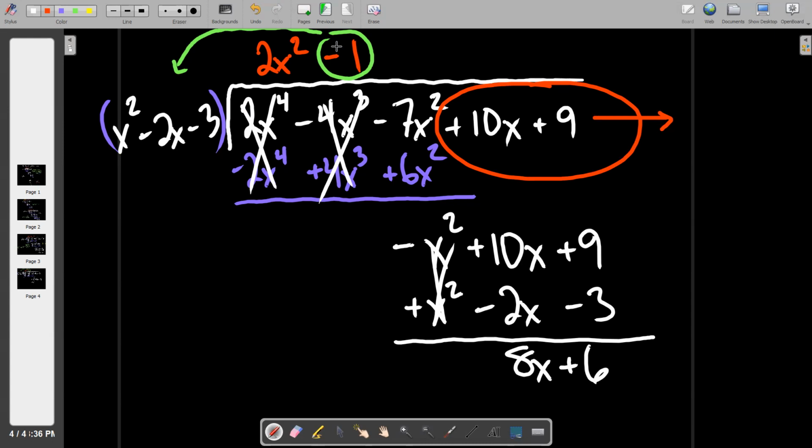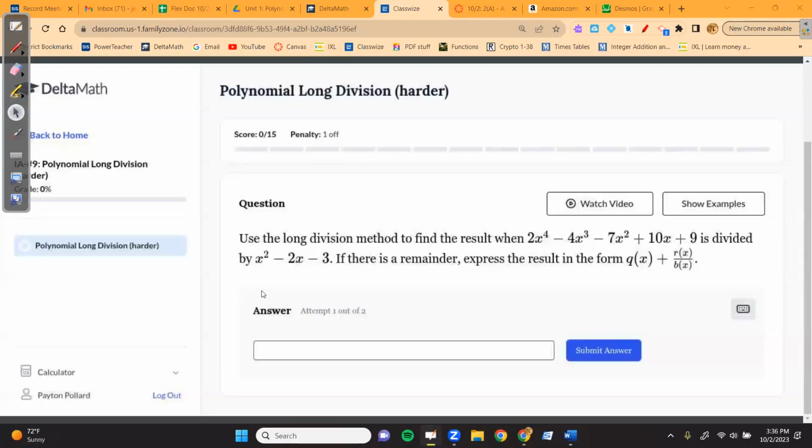So what I just put: quotient plus remainder over divisor. Yep. So I would put 2x to the second minus 1 plus 8x plus 6 over x to the second minus 2x minus 6. Yep. Let me watch you type it in.